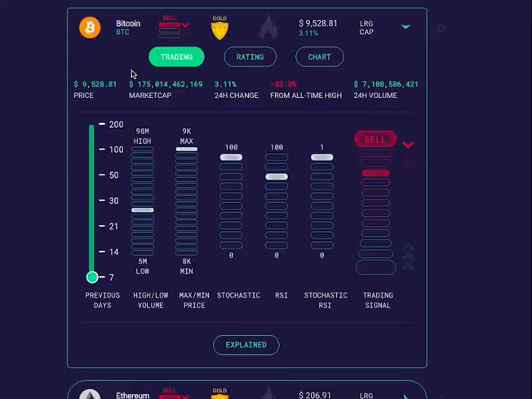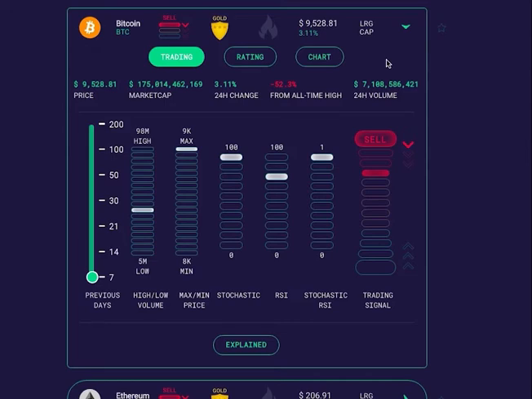Clicking into Bitcoin, we can see a drop down with additional information. As noted here at the top, we are currently on the trading portal. Again, we have the real-time price action, but this time we have a market cap in a dollar-denominated amount. We have the 24-hour price change, the percentage away from its all-time high up or down, and the 24-hour trading volume.